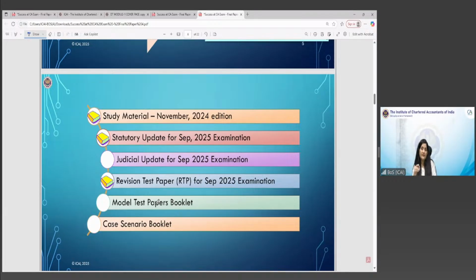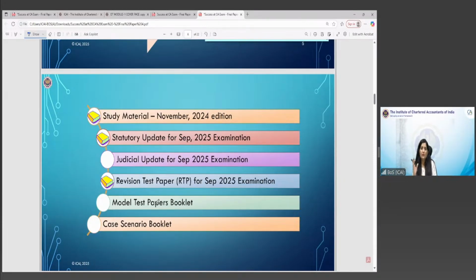Since I am talking annually, certain amendments take place. How do we cater to these amendments in the study material? If you see, the amendments made by the Finance Acts are given in bold or italics. The new provisions, insertions, and amended provisions given in the study material are highlighted by making them italics or bold.